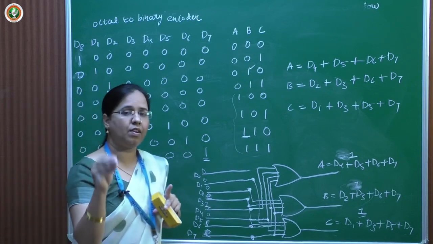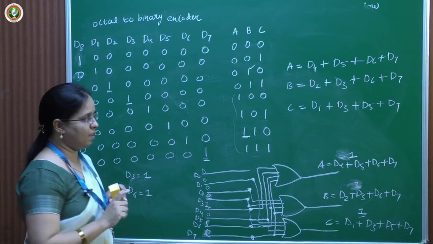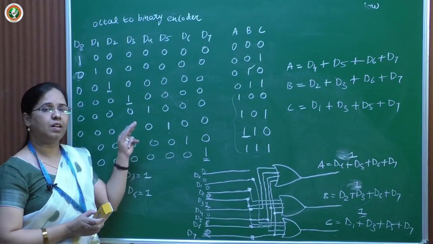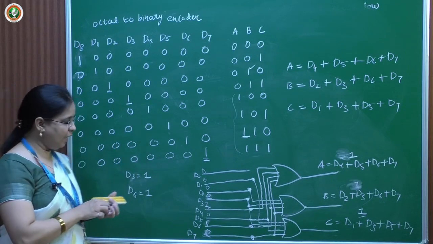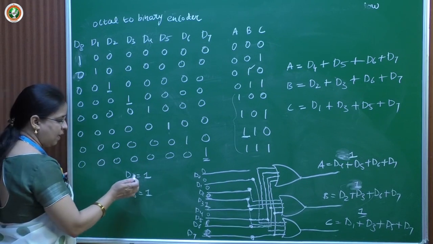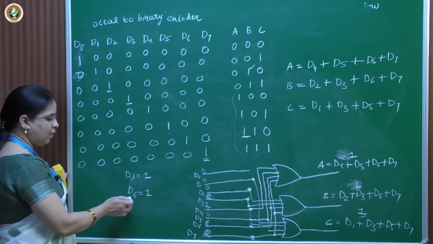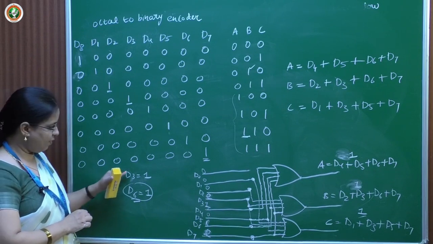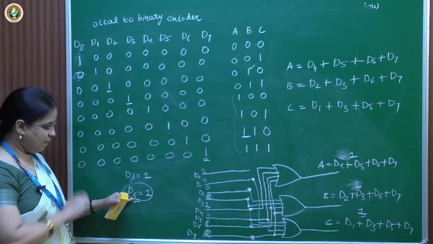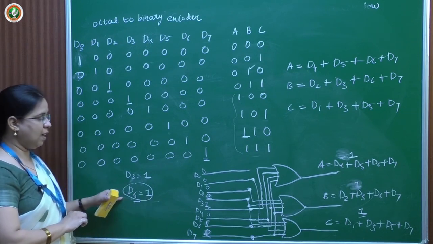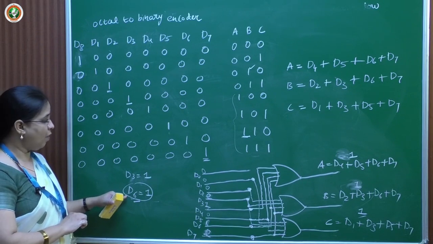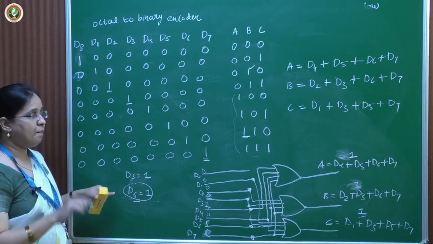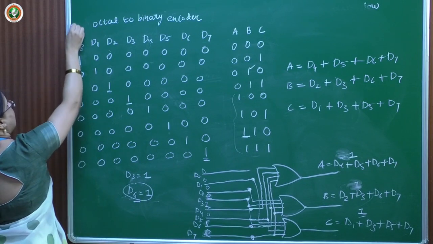Let us see the solution for the first problem. What we can do is assign priority to the inputs. So even if two inputs are high, for example, if D3 and D6 are high, I have to make sure that the larger number is given the higher priority. If D3 and D6 are simultaneously high, then the output that I should get is 110, which is the binary representation of 6. This can be done by designing a priority encoder.